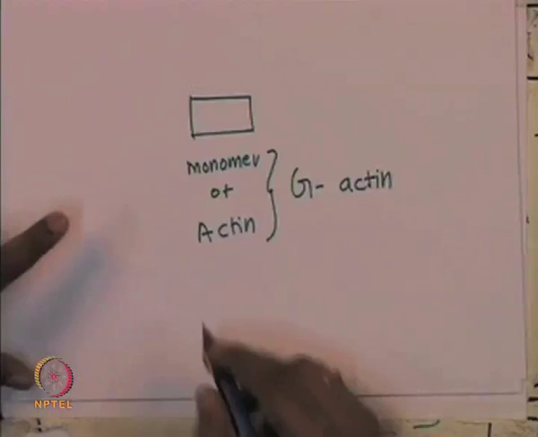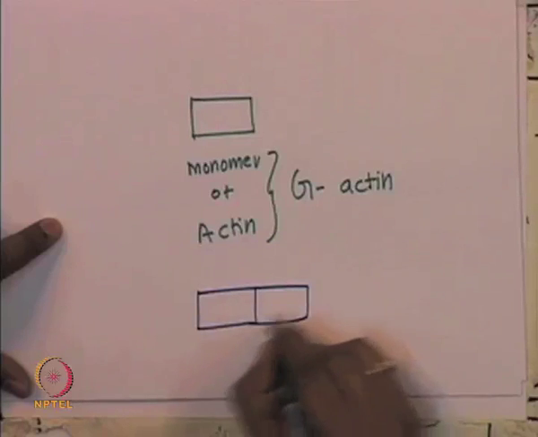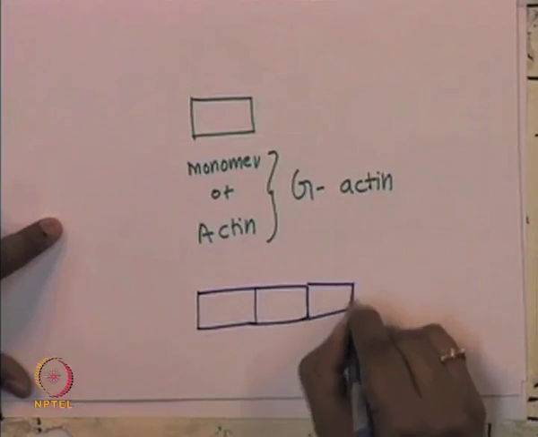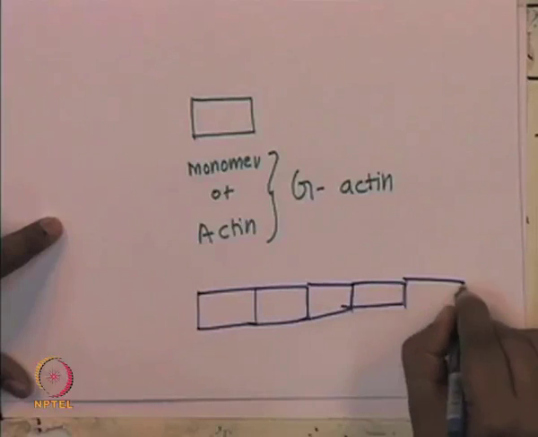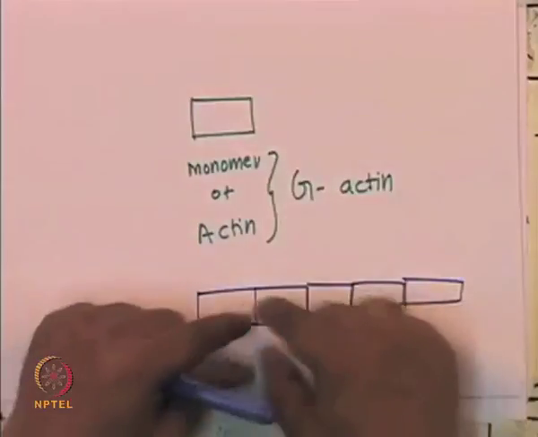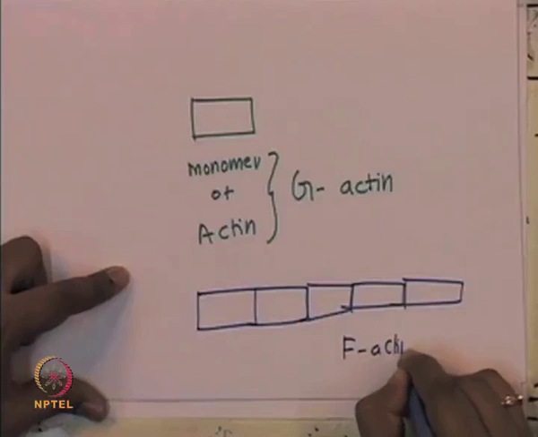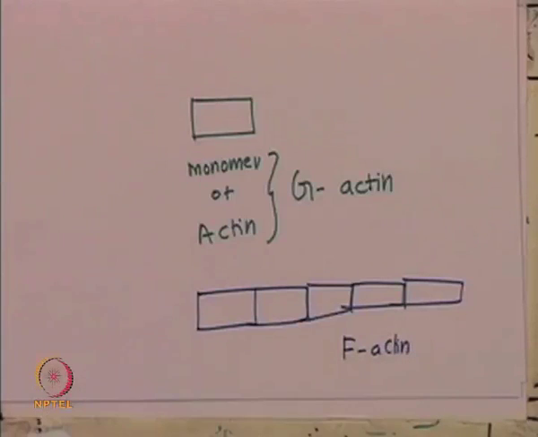Polymerizes means what? They join together. One after another, many monomers join together and form a long polymer. So, we are going to understand this process of polymerization. This G actin becomes F actin. This is called F actin, because this is filamentous actin, it is a filament. So, this G actin becomes F actin.